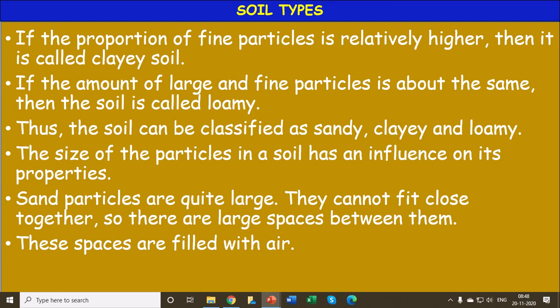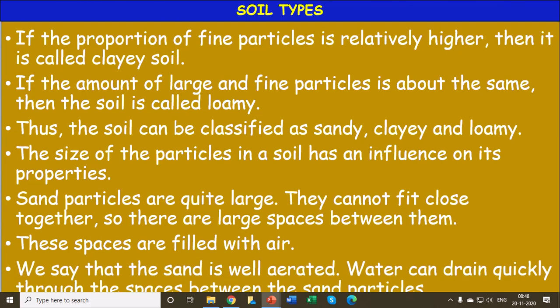If there are more sand particles, the spaces between the sand particles are filled with air. We say that the sand is well aerated, which means it contains more air. So water can drain quickly through the spaces between the sand particles.